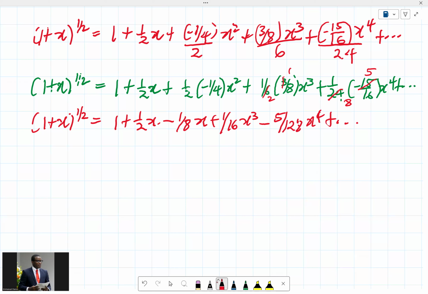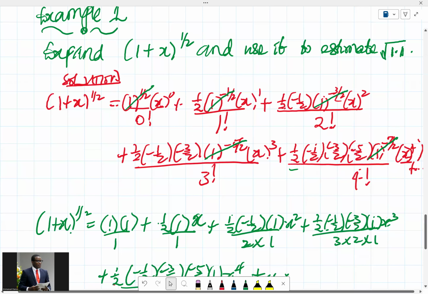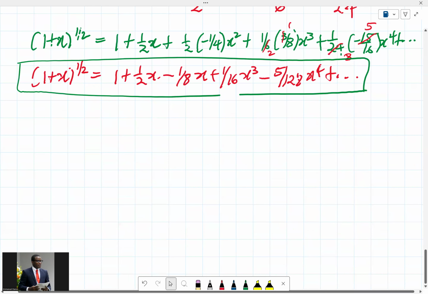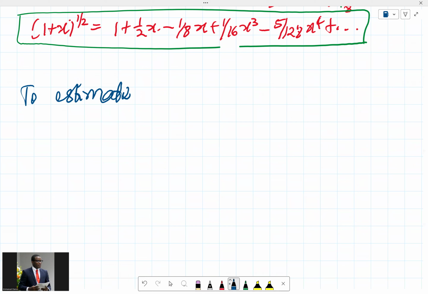So that's the result. All right, this is the result we actually are looking for. This now, this is the result we need. Okay, now that we have this, we are required to estimate. So we can say to estimate the square root of 1 plus 1.1. Okay, that's the next thing.